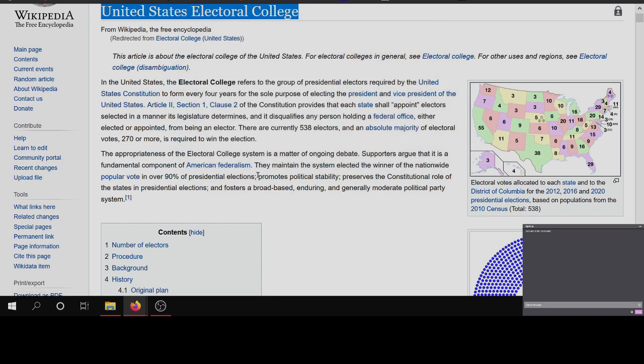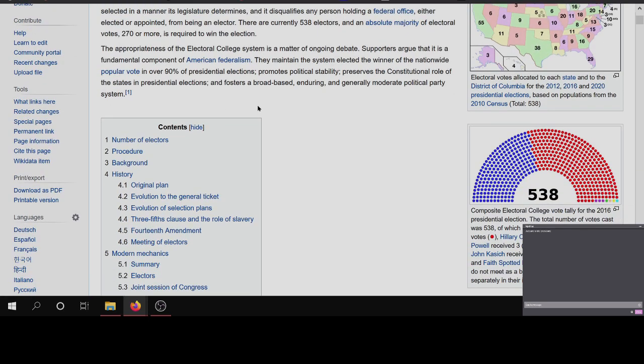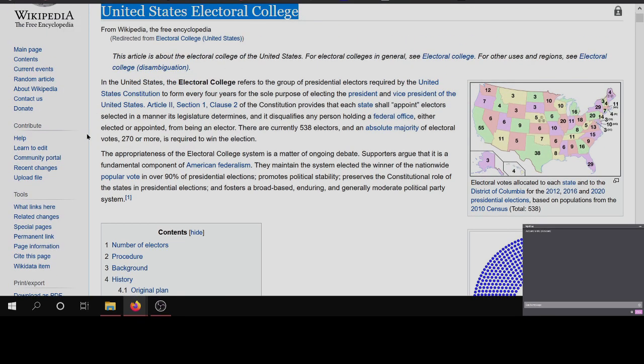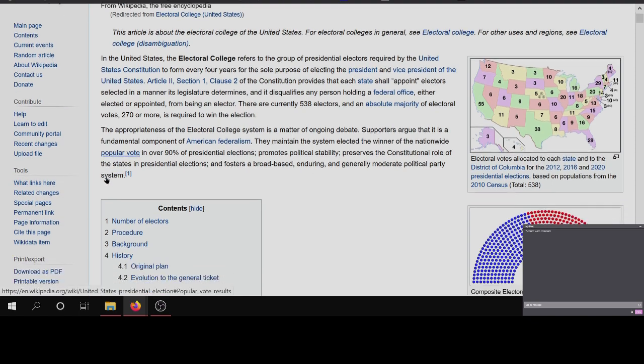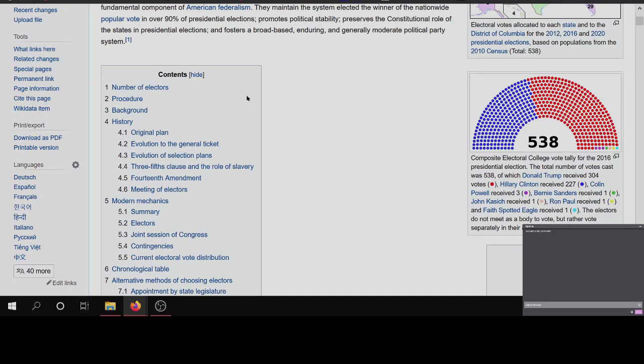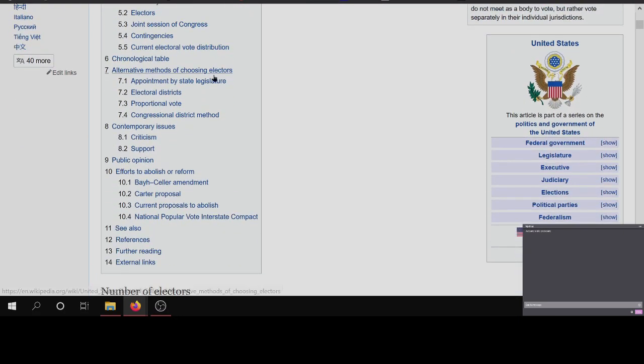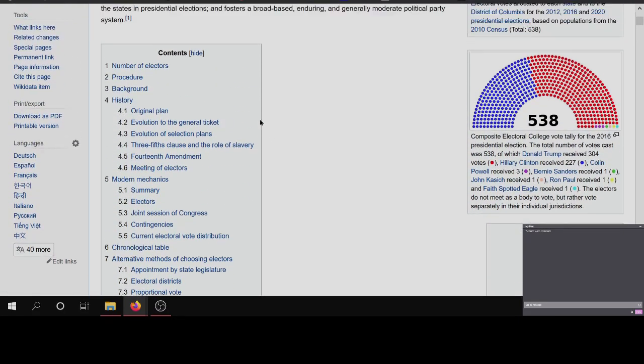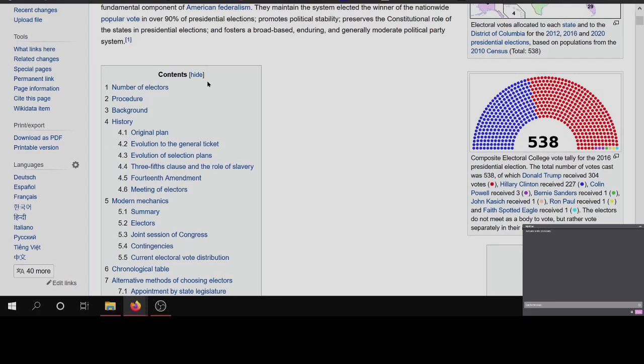Alrighty. So, they maintain the system elected the winner of the nationwide popular vote in over 90% of presidential elections. I want to go back over that because it highlights the popular vote. Everybody likes to talk about the Electoral College or the electoral vote versus the popular vote. But let me finish on this. The contents here are pretty stiff. There's a lot of content compared to the other Wikipedias I've been reading.